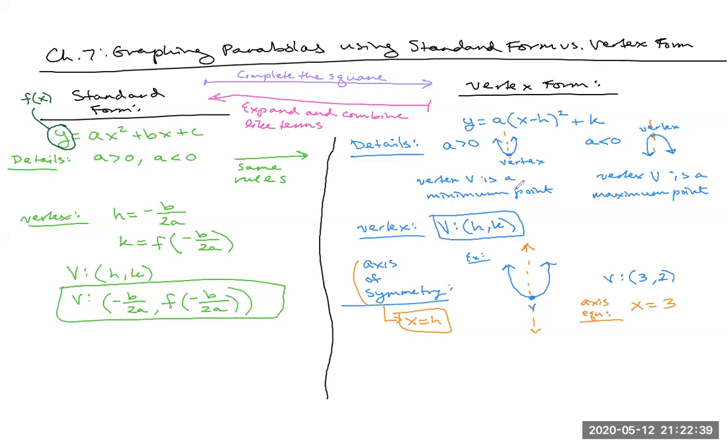Okay. And then the axis of symmetry. Same general rules over here. Remember, you had the equation x is equal to h before, so now x is equal to negative b over 2a. That's the equation of the axis of symmetry.